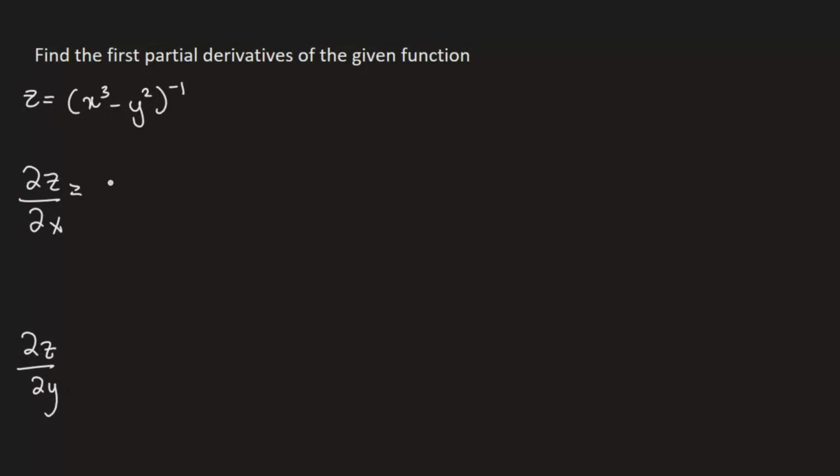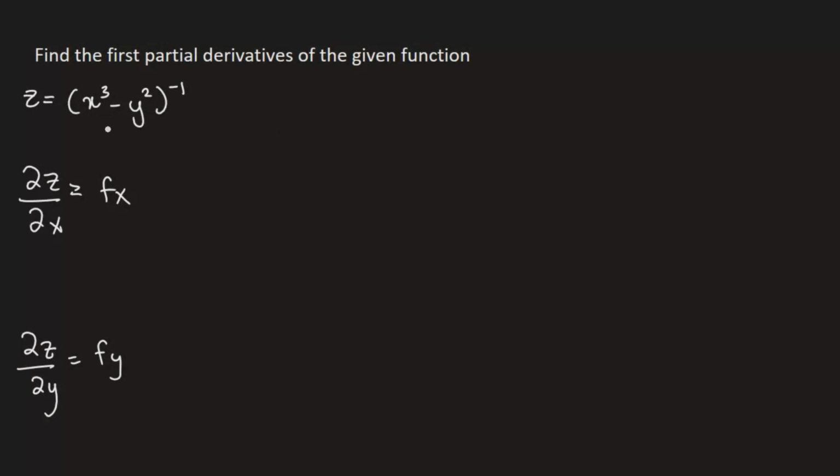And this can also be written as f of x. This simply means the partial derivative of the function f with respect to x, or f with respect to y. So these two notations mean the same thing.